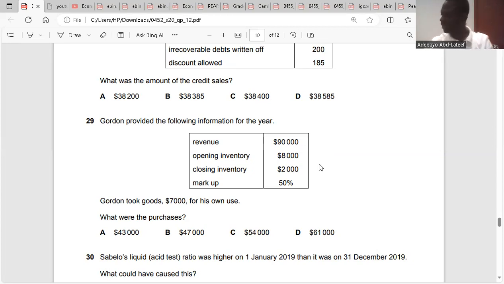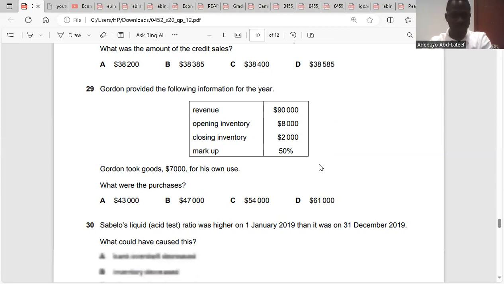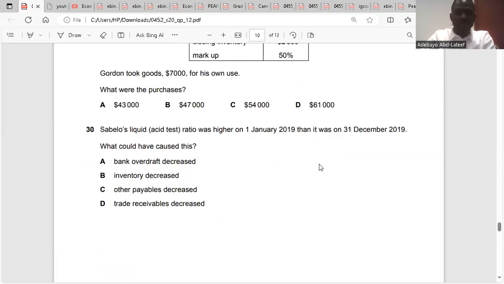Question 30 now. Those ones are easy anyway. The liquid acid ratio was higher on 1st of January, then it was lower. That's what they mean there. What could have caused this? For liquid ratio, it means what can be easily turned to cash. It's your trade creditors, or trade debtors, or trade receivables. So it means they have reduced. That means you have received cash. Do you understand? So the answer is D.